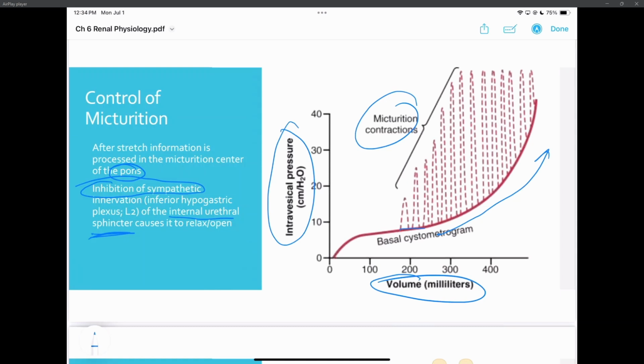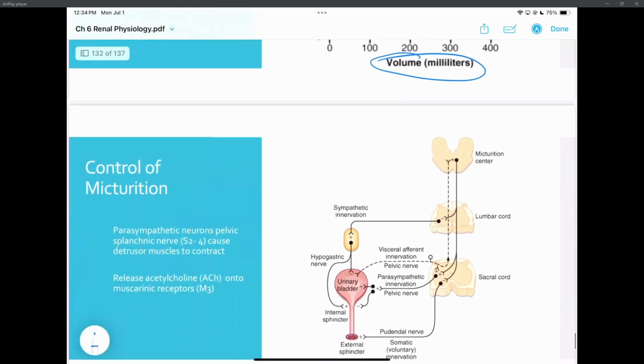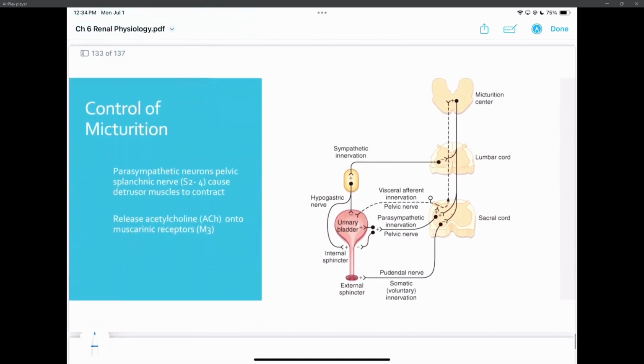Everyone understand that? Remember, go back to fight or flight, rest and digest. We don't want to have to stop and pee, so we have the sympathetic system clamp down on those sphincters so we don't lose function. But when you have to go, we have to inhibit it so that urine can flow.